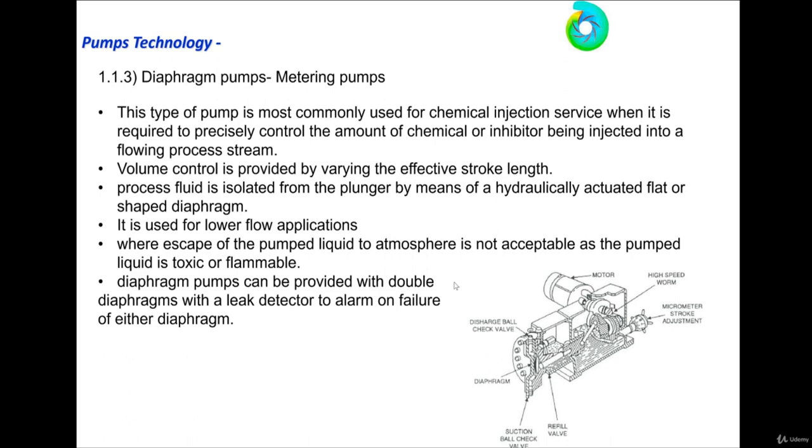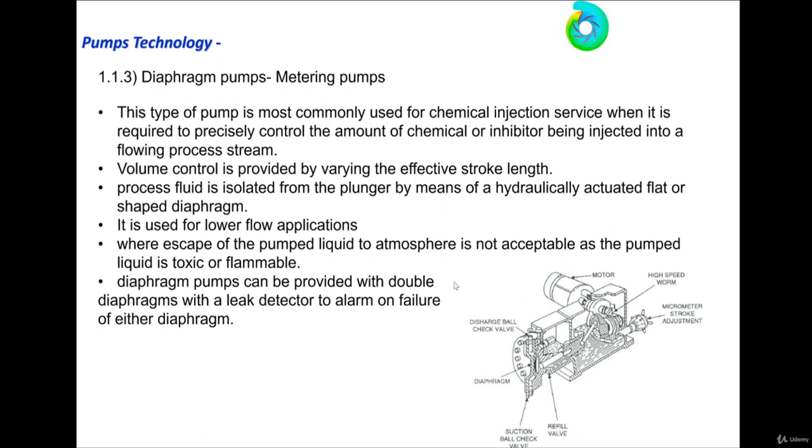Okay, volume control is provided by varying the effective stroke length. One of the characteristics of the reciprocating pumps, as we have mentioned just before, is that the diaphragm, the piston, or both deliver a certain amount of flow. This means there is no change in the volume flow rate. If you would like to change the volume flow rate, you have to use an external device operating at a different speed, or make a recycle line. But this pump has the characteristic that you can deliver different flow rates.